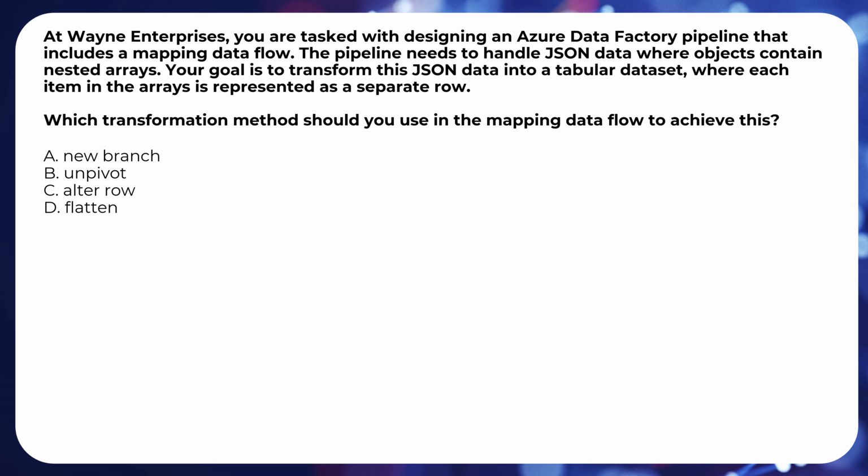At Wayne Enterprises, you are tasked with designing an Azure Data Factory pipeline that includes a mapping data flow. The pipeline needs to handle JSON data where objects contain nested arrays. Your goal is to transform this JSON data into a tabular dataset, where each item in the arrays is represented as a separate row. Which transformation method should you use in the mapping data flow to achieve this?